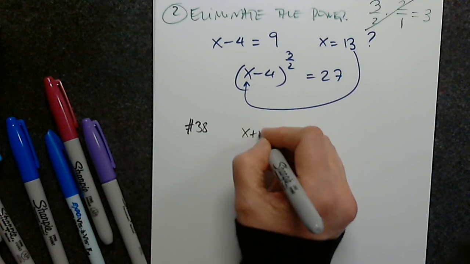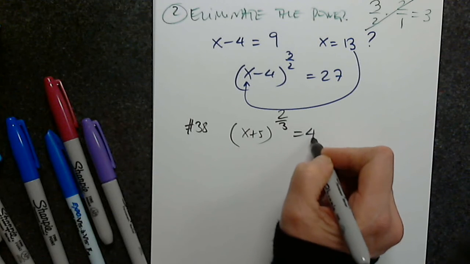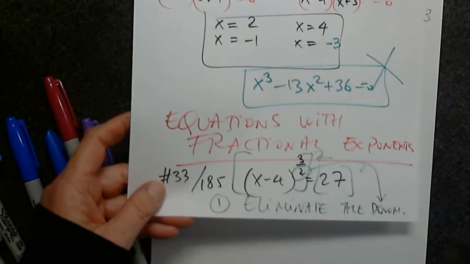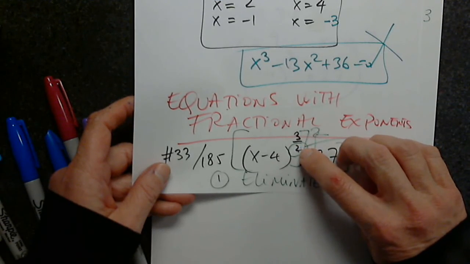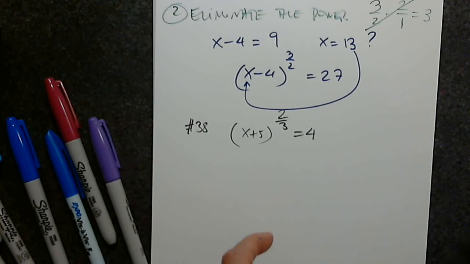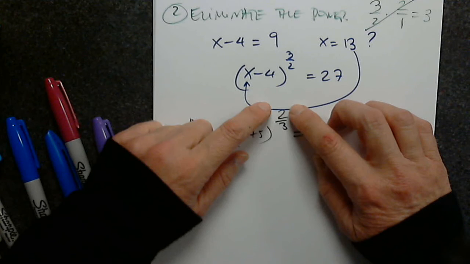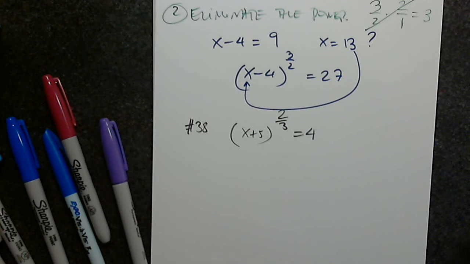It's (x plus 5) to the 2/3 equals 4. So that formula that you see in the book that I showed you, here's the difference. Let me caution you. 3 is an odd number. 2 is an even number. So the denominator was even and the numerator was odd. Now this is reversed. The numerator is even and the denominator is odd.